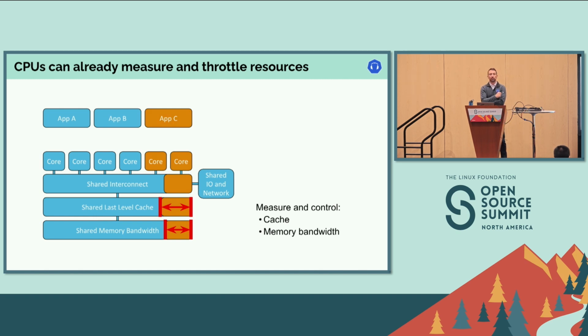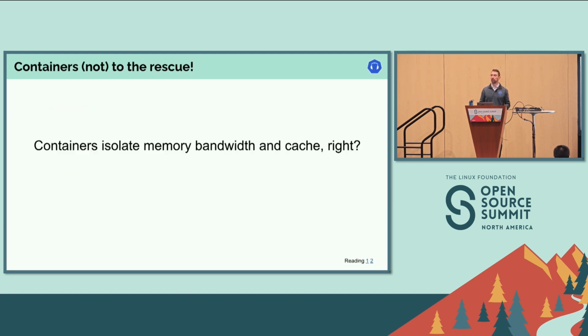Well, modern CPUs have mechanisms that allow both monitoring and setting explicit limits to what each thread or process can access in the memory subsystem, both the memory bandwidth and caches. There is hardware support, which is great. Containers contain. I get this question a lot. Shouldn't containers do this for us? Wouldn't cgroups support allocating and measuring memory bandwidth and caches? Well, in fact, they don't. There's no support right now.